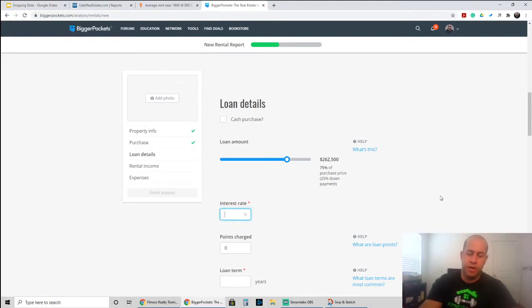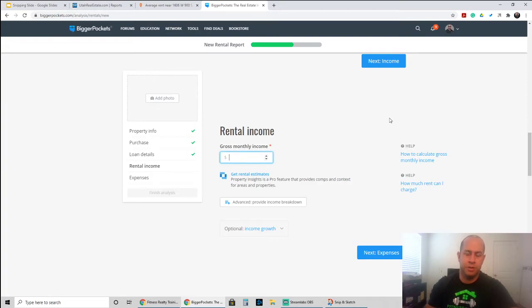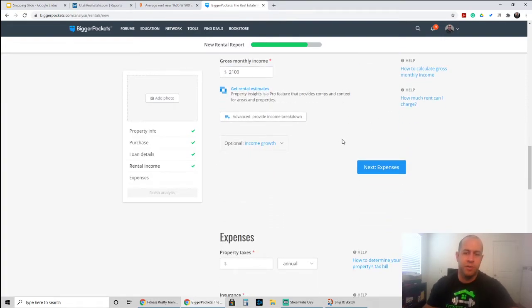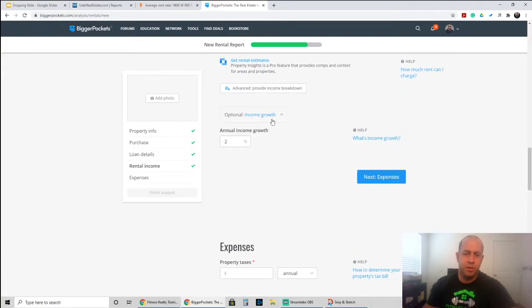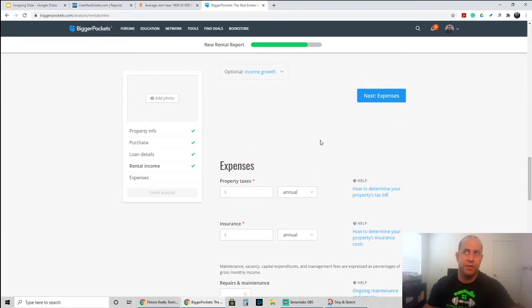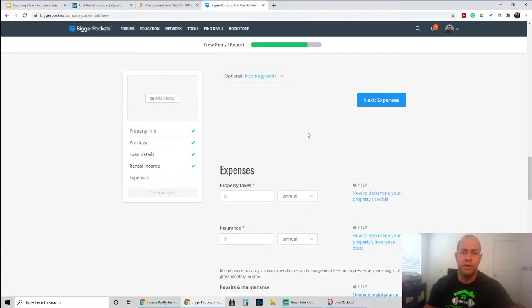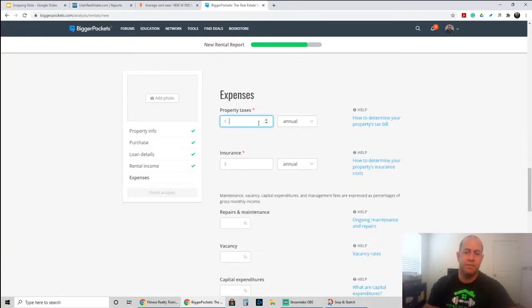Let's say our interest rate, since it's going to be an investment, let's just call it 3. Let's say there's no points. We're doing 30 years. Income, here's the monthly gross income. That's why we needed that rental number from Rentometer. Income growth, this just calculates income growth. You could decide if you were going to just up the rent 3% per year or 2% or whatever you're going to do. There's a way to grow that through here.